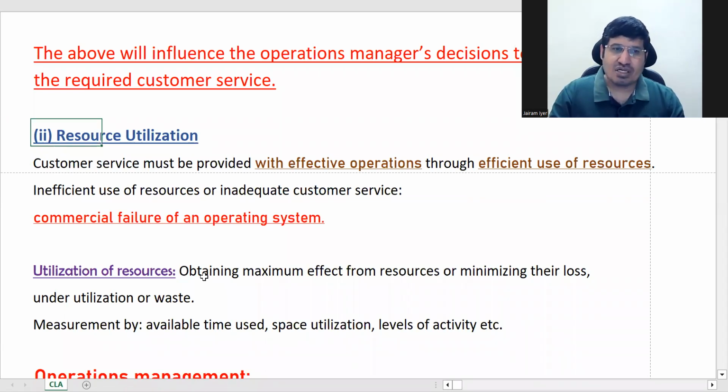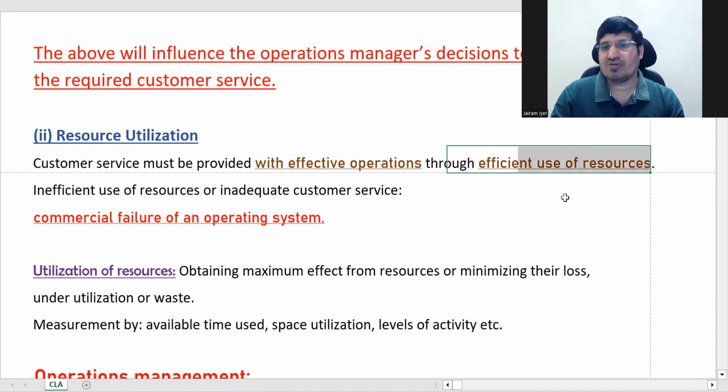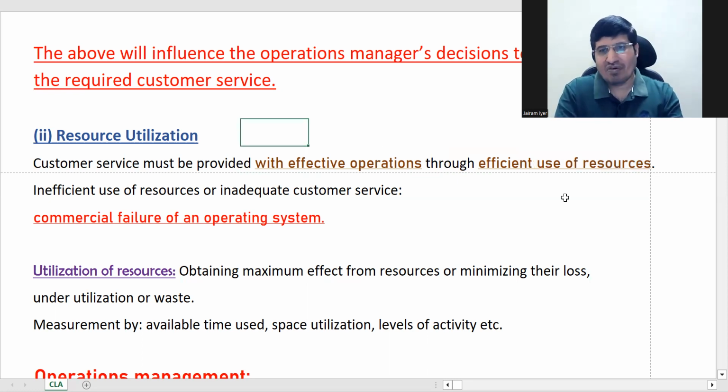So now resource utilization. For example, in resource utilization, the important point is with effective operations, efficient use of resources. Effective operations means the operations should be cost effective for you. You should not go into loss. And efficient use of resources. Okay, so basically effective means at the right time.